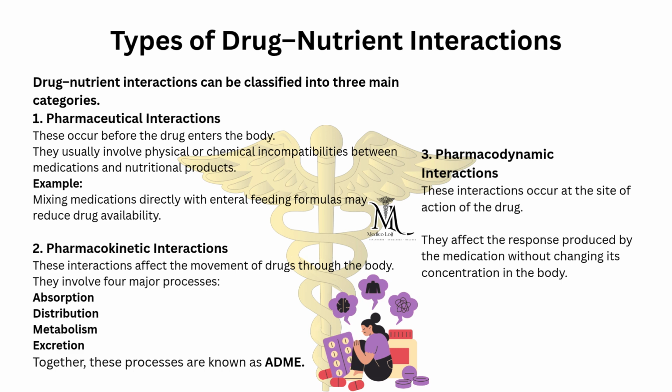2. Pharmacokinetic interactions. These interactions affect the movement of drugs through the body. They involve four major processes: absorption, distribution, metabolism, excretion. Together, these processes are known as ADME. 3. Pharmacodynamic interactions. These interactions occur at the site of action of the drug. They affect the response produced by the medication without changing its concentration in the body.